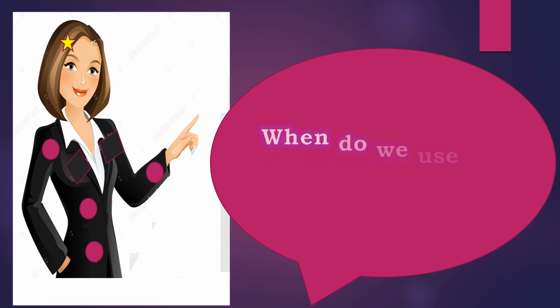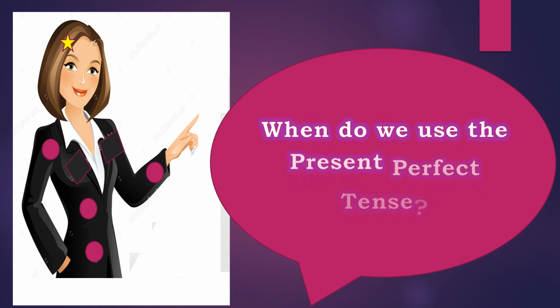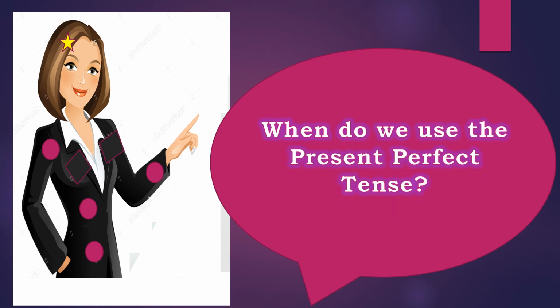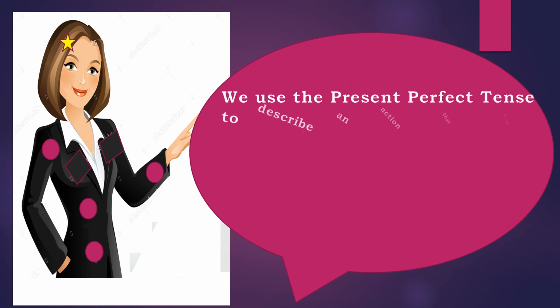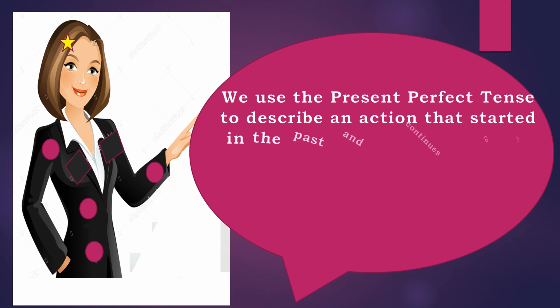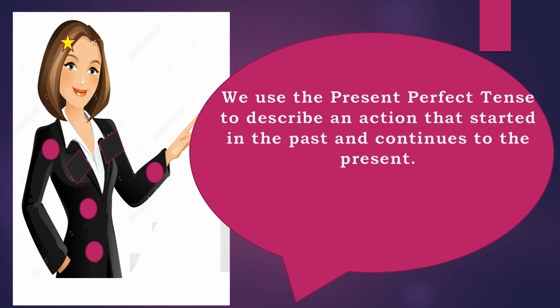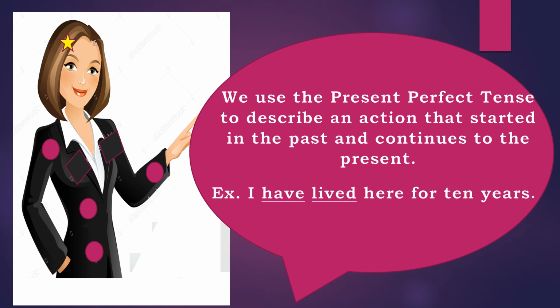Next thing is, when do we use the present perfect tense? First condition is we use the present perfect tense to describe an action that started in the past and continues to the present. For example, here we can say, I have lived here for 10 years. This means that I started or I moved here 10 years ago and I still live here until this moment.